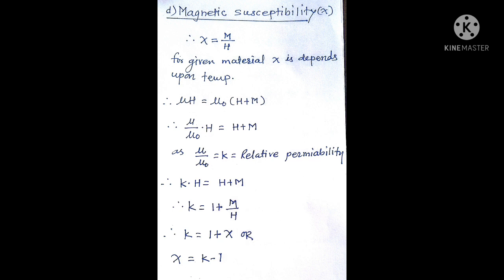In the next lecture we are going to discuss a brief introduction of diamagnetic material, paramagnetic material and ferromagnetic materials. So these are the three types of material and their properties we are going to discuss in the next lecture.